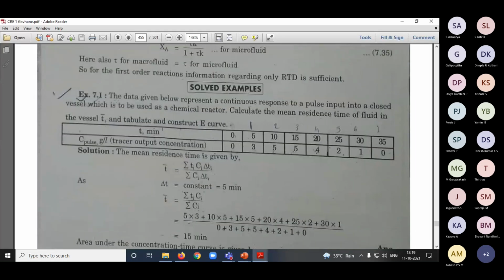Now you see, the data set given below represents a continuous response to a pulse input in a closed vessel, which is a chemical reactor. Calculate the mean residence time.